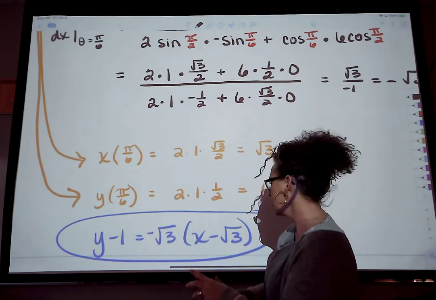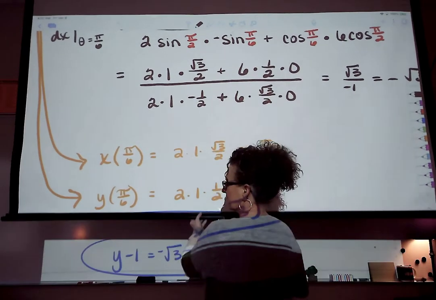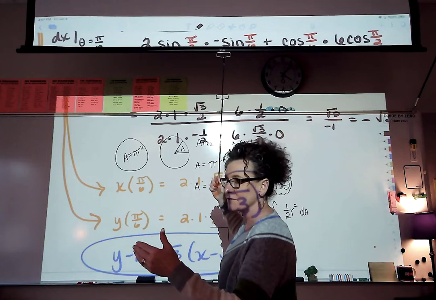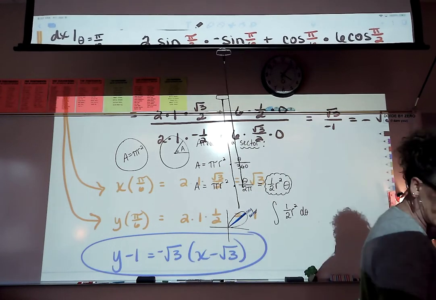All right, same concept, sort of, but this time with polar curves. So think circles here for a minute.